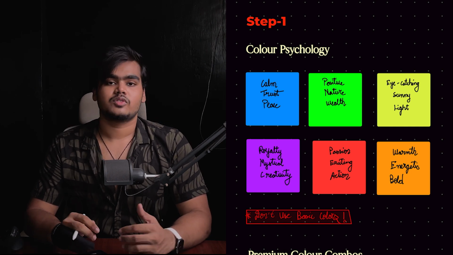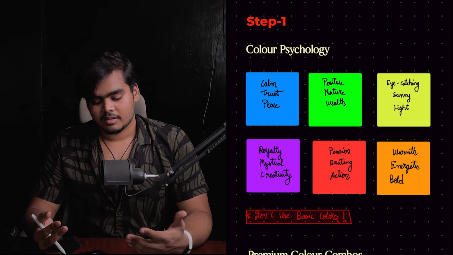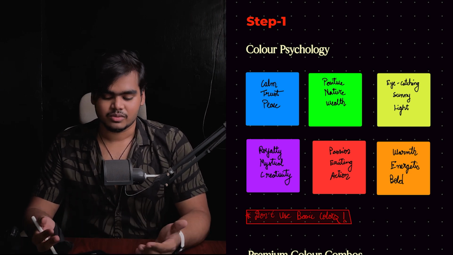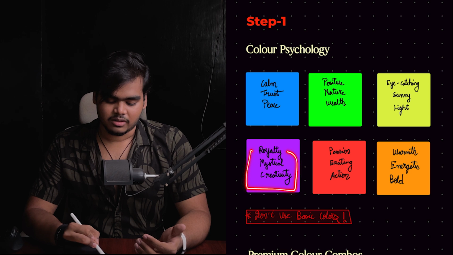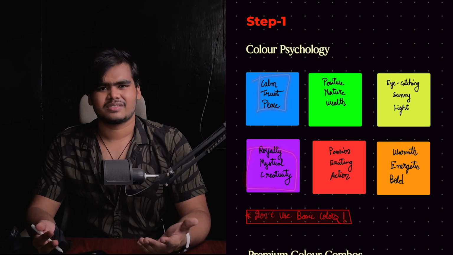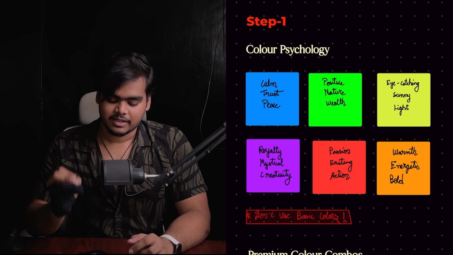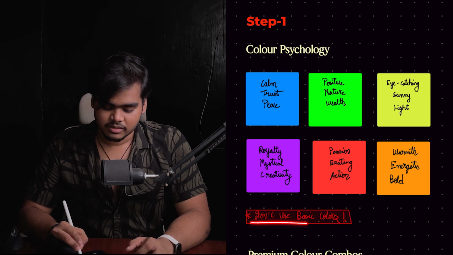So first you have to align your personal brand with the color. You don't have to go crazy over it. You just need to choose the things that kind of align with you as a person, and then just go with it. But one thing to remember is, don't use basic colors.